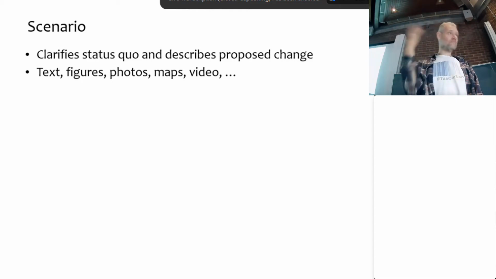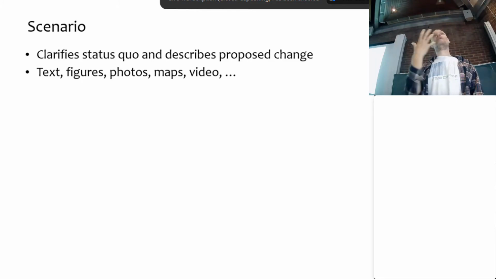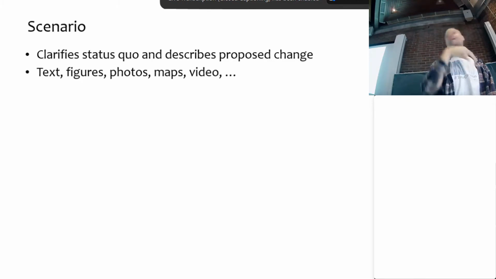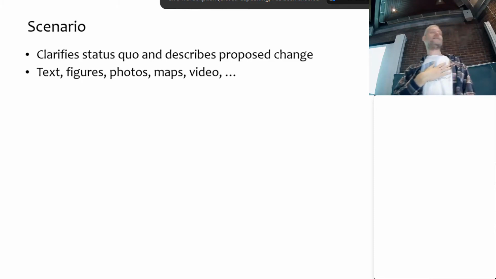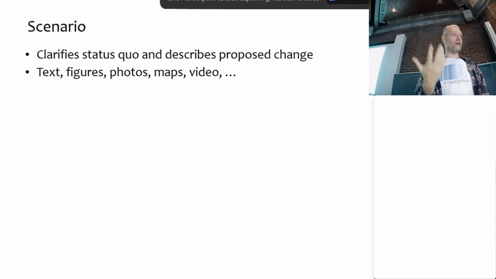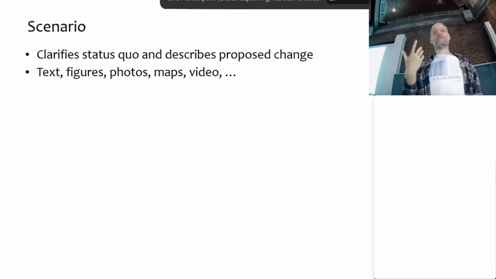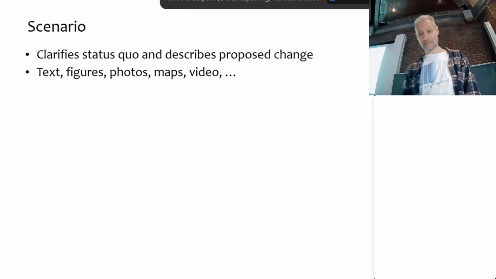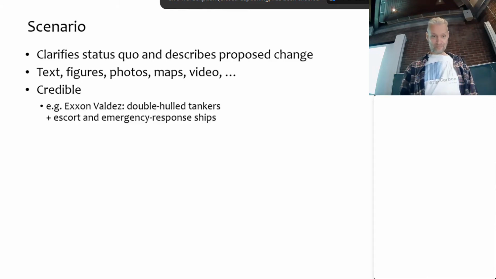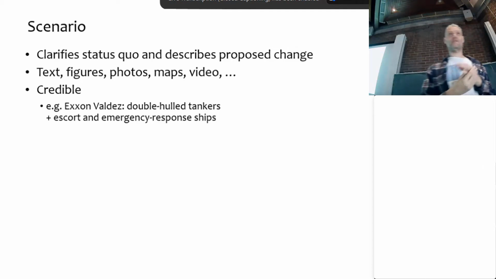So the scenario sort of puts people on an equal footing, that they all roughly know what you're talking about, and describes some sort of proposed change. And this can be done in all sorts of ways, depending on the issue. You can do it by text, it's a bit boring. You can show pictures, you can show maps. If you're doing it online, you can show video. That really helps, that really entices at least a certain segment of the population, turns off others. Important thing here is that what you're describing is seen as credible.